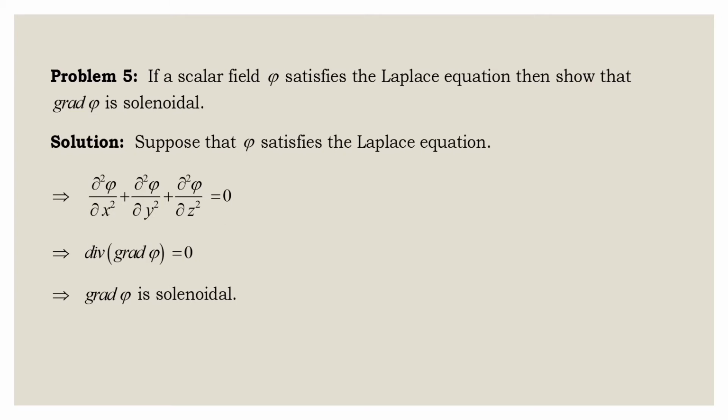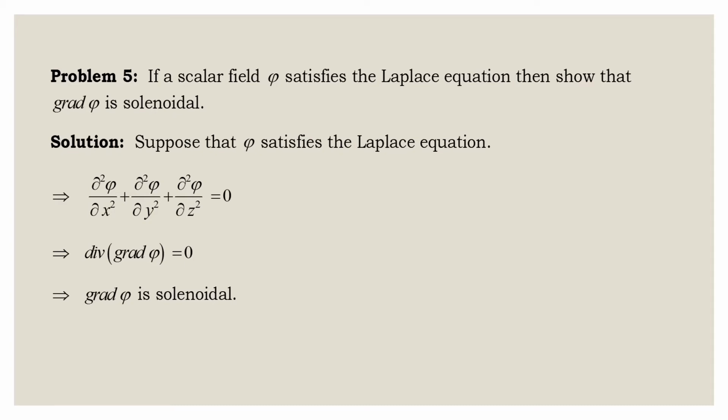Problem 5. In this problem, phi is a scalar field defined on R3. It's given that this scalar field satisfies the Laplace equation. Then we need to prove that its gradient is a solenoidal vector field. Let's prove this. Consider a scalar field phi from R3 to R. Given that it satisfies the Laplace equation.